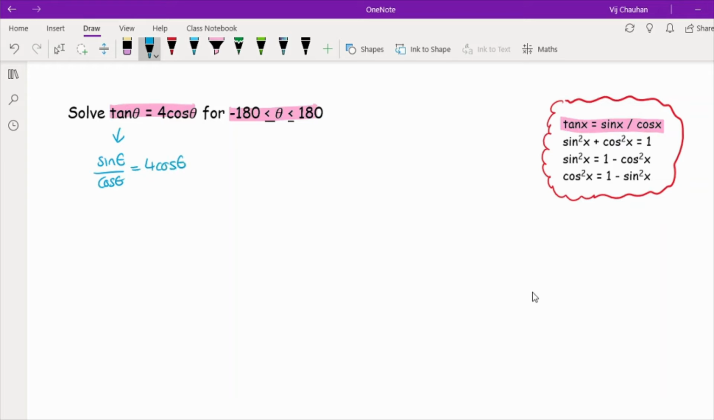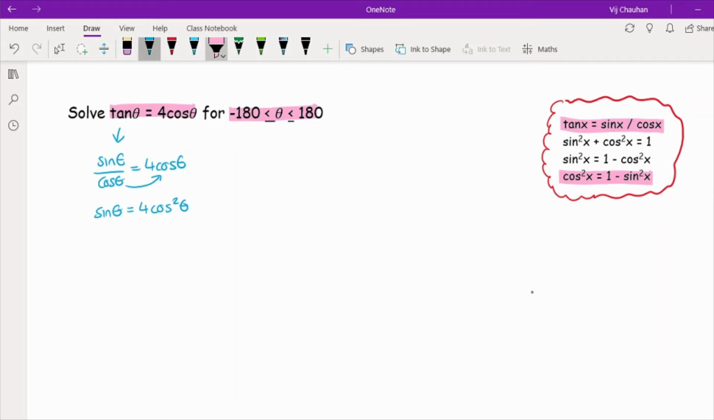Now from this, there's not really much I can do, because if I was to swap sine or cos for any using the trig identities, I'm only going to end up going back to the initial question. So one thing I can think about doing is taking the cos theta over to the right hand side. Now if I do that, I get sine theta equals 4 cos squared theta, and now I have got a power. So here I've got cos squared theta. So now what we're going to do is replace cos squared theta for 1 minus sine squared theta.